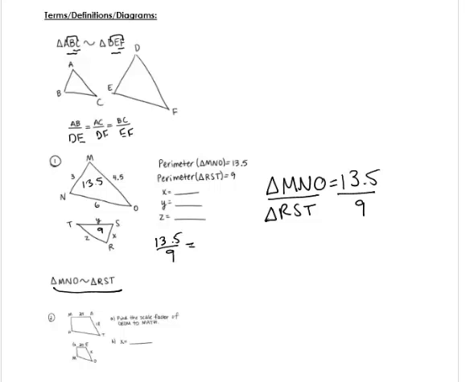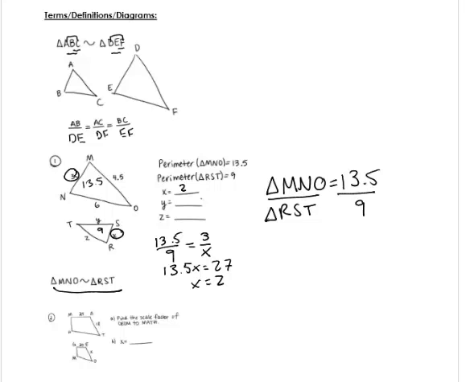X is side SR, which has to be similar to NM, which is the 3. So if I do 13.5 over 9, then I have to do 3 over X for the rest of my equation. Now, just simple cross multiply and divide. Cross multiply gets me 13.5x equals 27. If I divide by 13.5, I end up with x equals 2, and I can write it on the line.